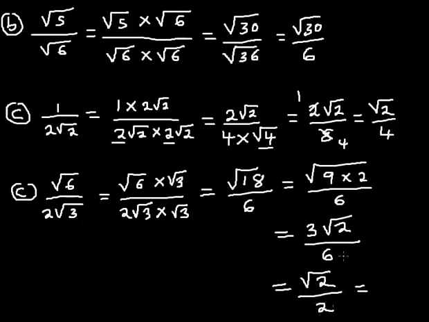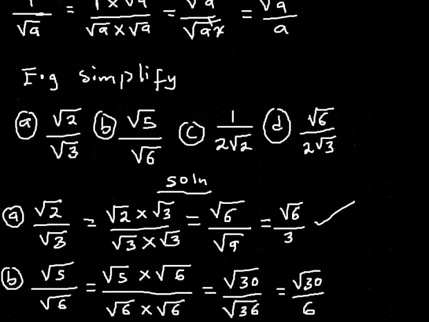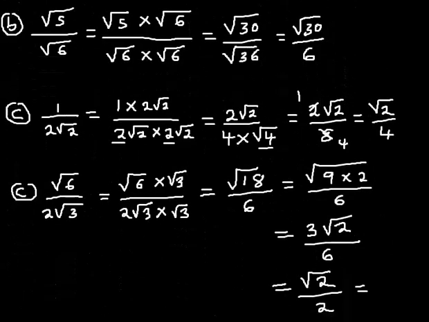So I hope that is well understood. That is how we evaluate rationalized surds. But there's another form of rationalization: rationalization by conjugate. Now the question is, what is a conjugate and when do we apply rationalization by conjugate?